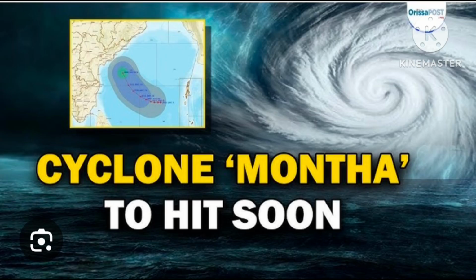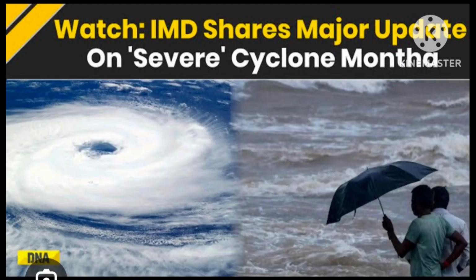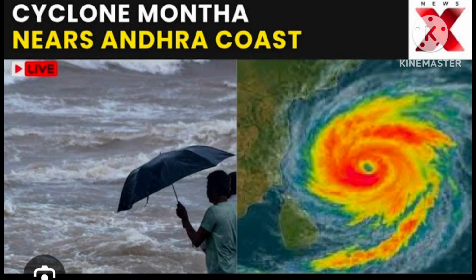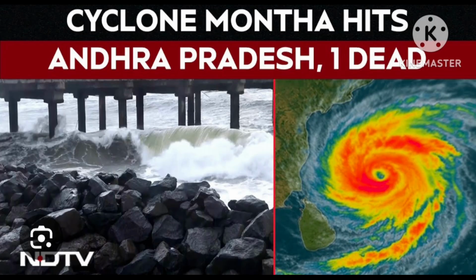Now, what is this Cyclone Montha about? Where does the name come from? And what is the geographical formation behind these cyclones in the region of Bay of Bengal and Arabian Sea in the month of October, November, and December?